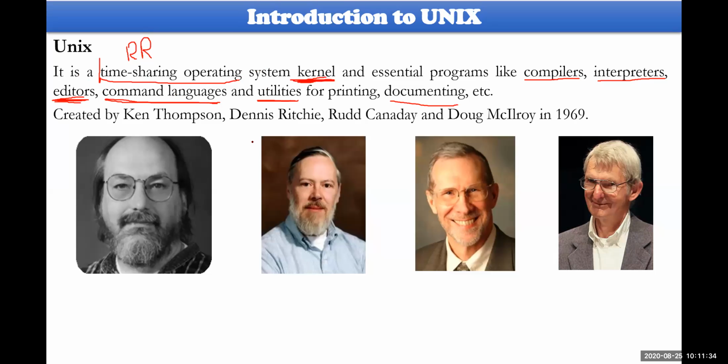It was designed and developed by 4 people. Initially in 1969, Ken Thompson, and of course Dennis Ritchie. I'd like to say he is the father of modern computer languages, not computer science, computer languages, and Rod Kennedy and Doug McIlroy. These are the 4 people who designed and wrote this Unix operating system in assembly level programming, ASM. Everything was written by these people in 1969.